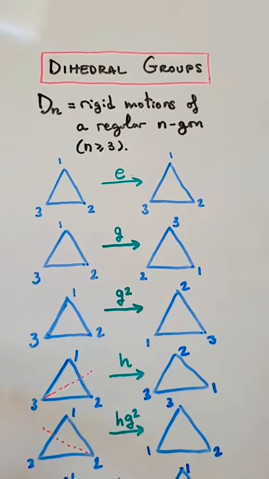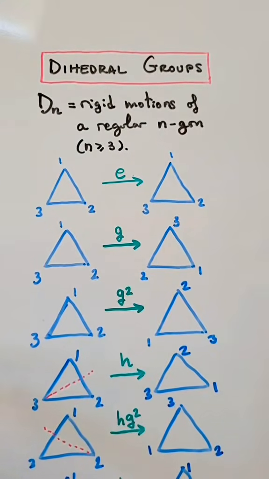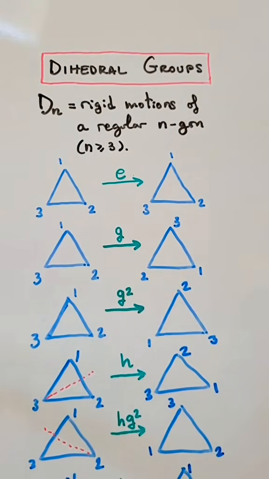These are natural and useful groups to study because they correspond to the rigid motions of a regular n-gon, a regular polygon with n sides. So they correspond to the symmetry groups of regular n-gons.